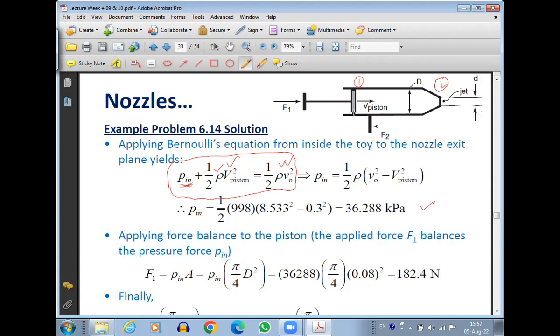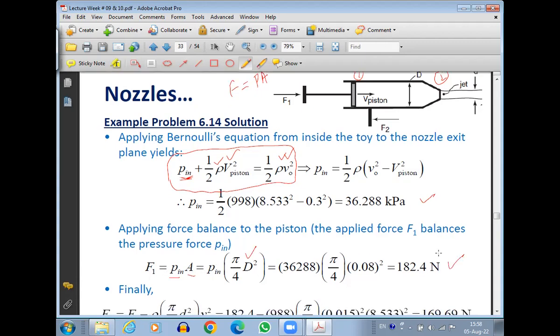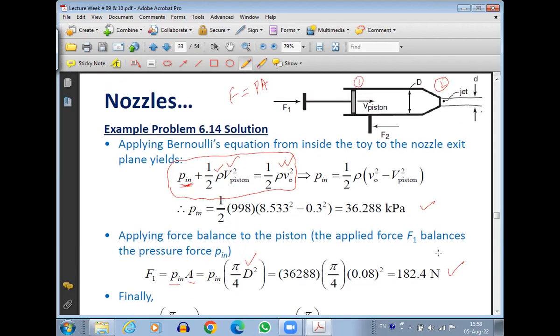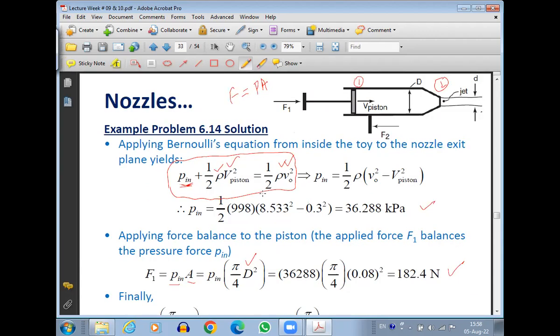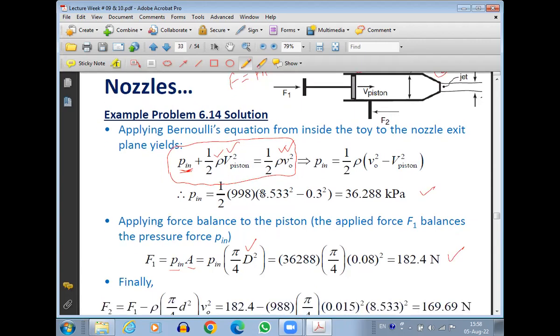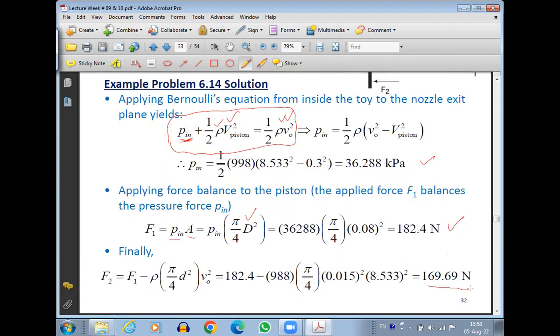Now, if we know P in, then we can find out the force, because force is equal to pressure times area. We know the pressure, and we know the area because we know the diameter. So we can use this to find out force F1. F1 comes out to be 182.4 Newton. Now we already have an equation where F1 and F2 are linked together. So if we know F1, we can substitute the value of F1 in this equation and find out F2. F2 comes out to be 169.69 Newton.